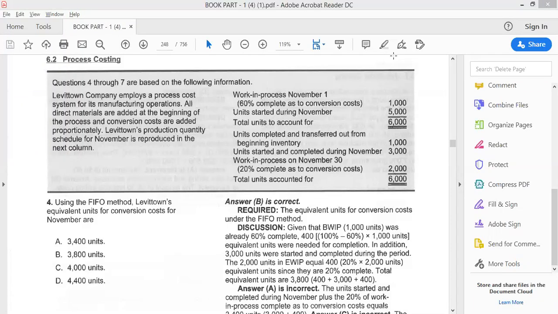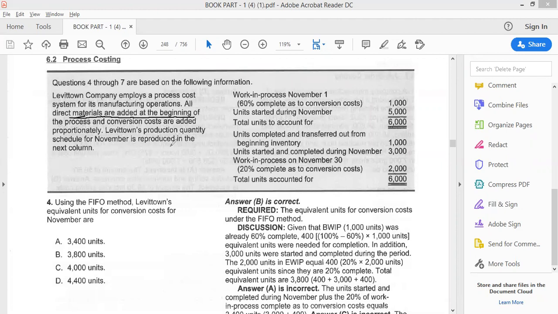As you can see on the screen, it says Leviton company employs a process cost system for its manufacturing operations. All direct materials are added at the beginning of the process. This is very important information for us, because we will use it at a later stage. We need to note down immediately that material is added at the beginning of the process. Whenever this happens, the treatments are different, I'll show you later. And conversion cost is added proportionally.